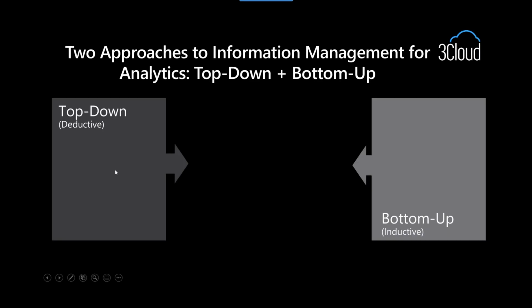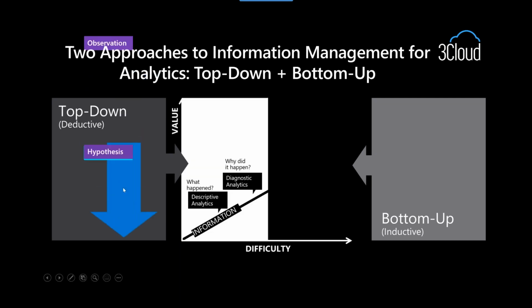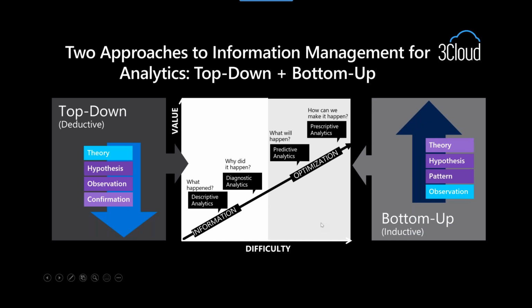So I want to talk a little bit about this approach, right? We've got two ways to look at information management, right? The top-down and the bottom-up approach. So on the left-hand side, we have this deductive method, where we start with theory, we generate a hypothesis, we do observation, confirmation, and so we start from that perspective. On the other hand, when we do it from the bottom up, we actually start with observations and then develop a pattern and then the hypothesis and then the theory.